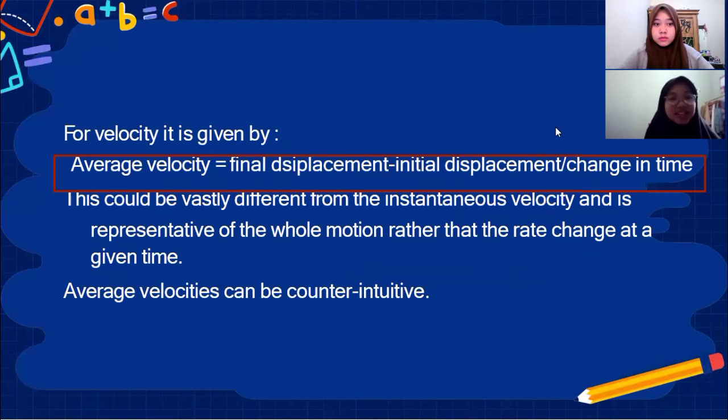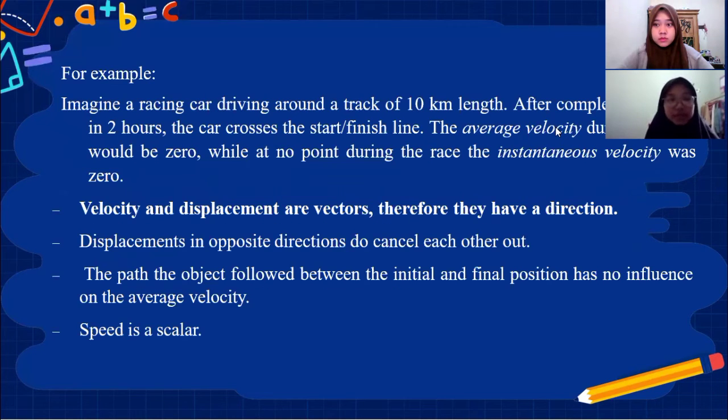For velocity, average velocity is equal to final displacement minus initial displacement over change in time. This could be vastly different from the instantaneous velocity and is representative of the whole motion rather than the rate of change at a given time. Average velocity can be counterintuitive. So this is a description about that. So this is an example.